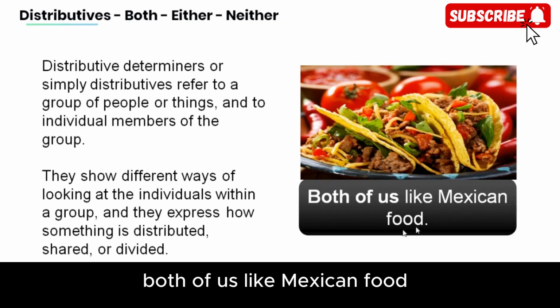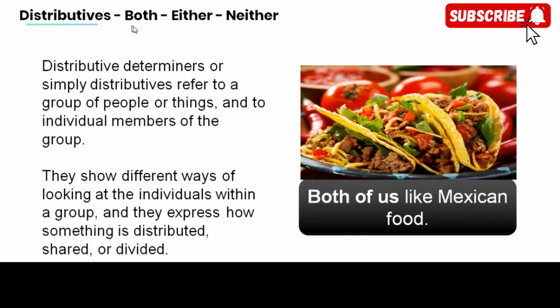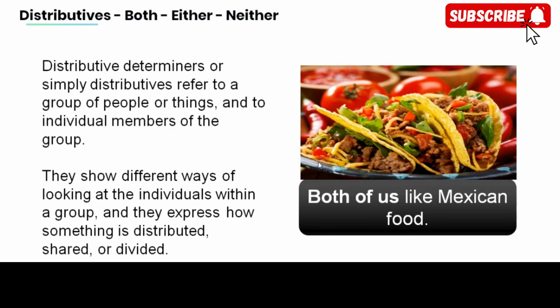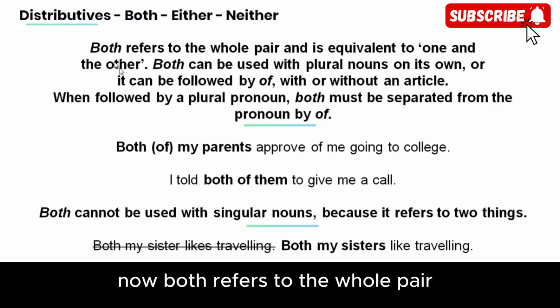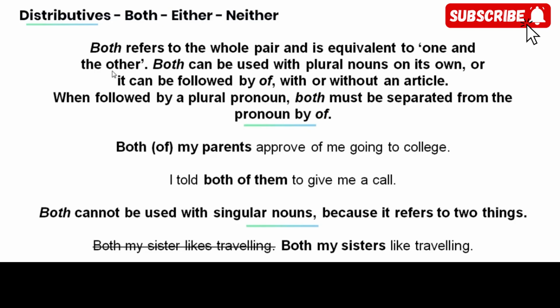Both of us like Mexican food. Note that both in this sentence is a distributive, and it refers to the pair who like Mexican food. Now, both refers to the whole pair and is equivalent to one and the other.